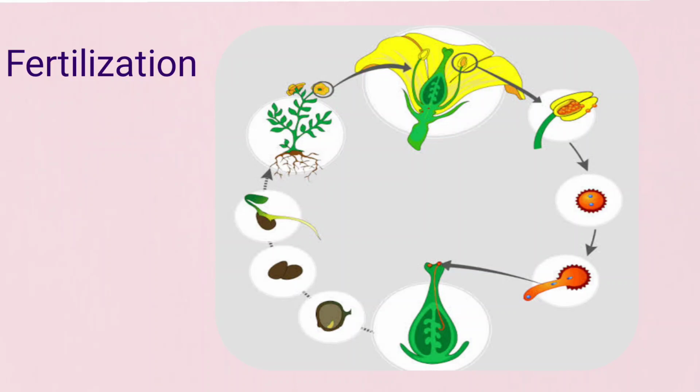That means pollen grains and the ovules. Ovules are present inside the ovary. So later the zygote will be formed. After the fertilization, the ovary turns into fruit and ovules turn into seeds. So the seed develops into new plants, germinates into new plants. In this way the flower reproduces.